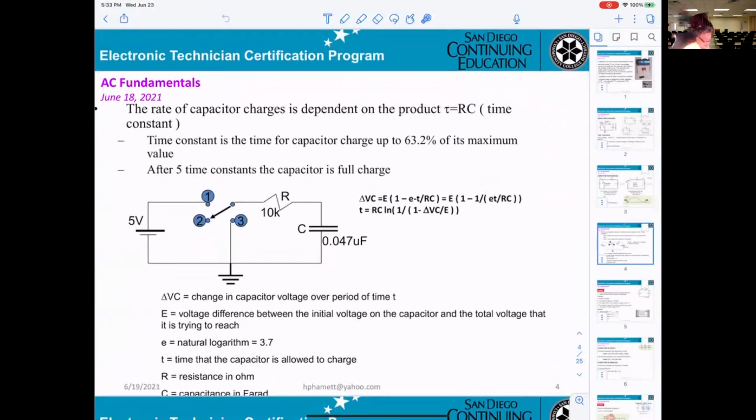Okay? Now, I've given you the formula with a little more detail, but we will not apply it at this time. When you go to the textbook, the details will be given to you for working on this. They say the rate of capacitor charge depends on the product time constant. Time constant is the time for the capacitor to charge up to 63.2% of the maximum value. And after 5 time constants, the capacitor will be fully charged.